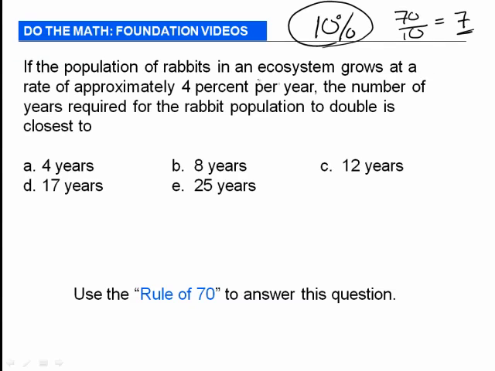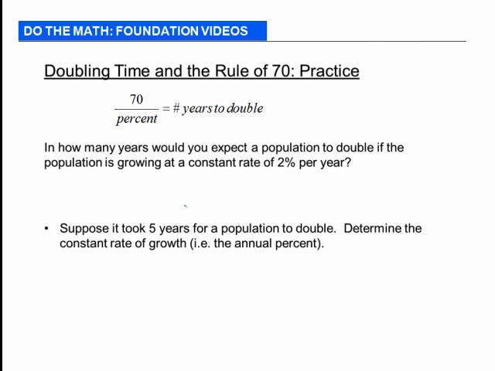In this problem, it reads, if the population of rabbits in an ecosystem grows at a rate of approximately 4% per year, the number of years required for the rabbit population to double is closest to, and here are some choices. So let's see how we can solve this problem.